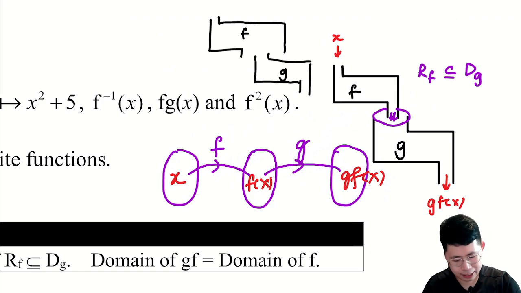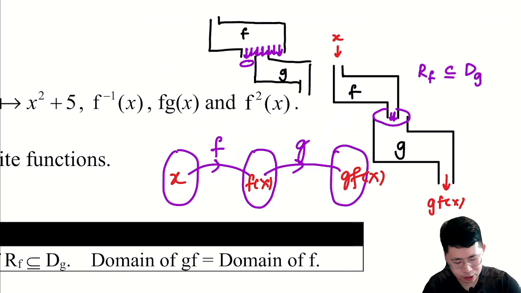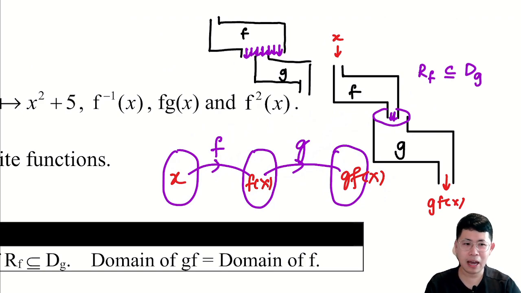Otherwise it will be something like this. If you notice at this upper corner, the range of f is bigger than the domain of g. So for some of the inputs over here, namely these few inputs, they do not have an image, and this will fail as a function, because for a function every object must have an image. So for this condition, the range of f must be a subset of the domain of g.